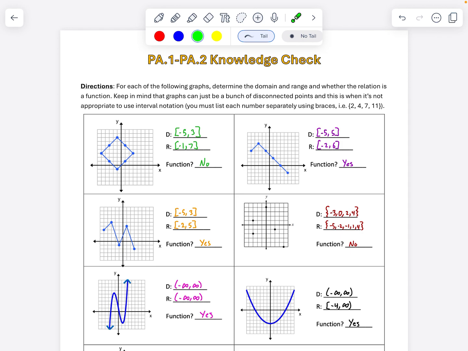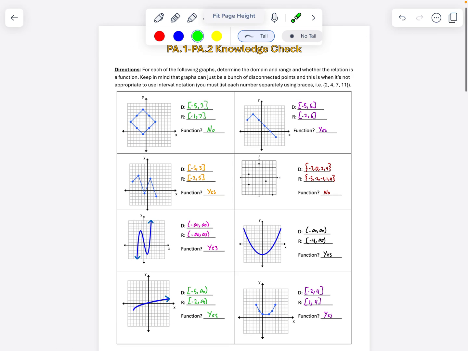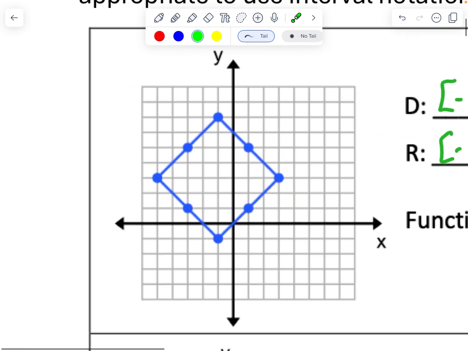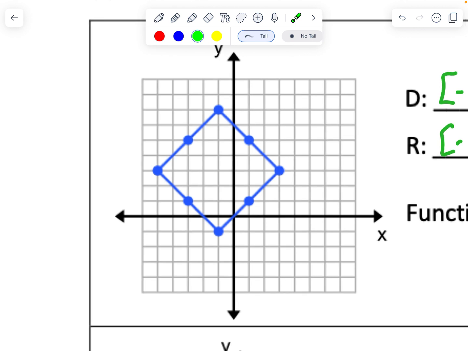In these problems, we are stating the domain and range for all these graphs, and then saying whether or not the given relation is a function. So domain, graphically, well, by definition, domain is all the possible x values within a function or a graph, or in this case, a relation, because it's not necessarily a function. And so graphically, you're just looking how far left does the graph go to how far right does it go.